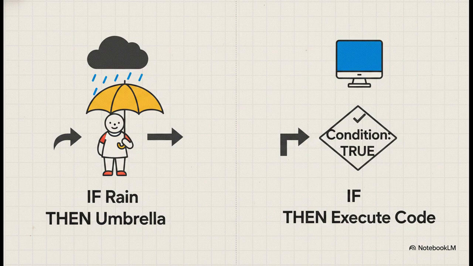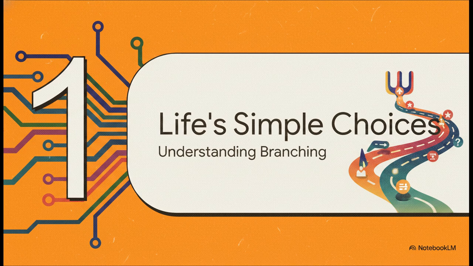It's really that simple. So, this whole process of choosing a path based on a condition, well, it has a name in the world of programming. We call it branching. And honestly, it's just like coming to a fork in the road and deciding, am I going to go left or am I going to go right, based on where you're trying to get to.